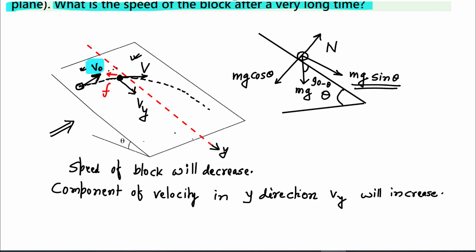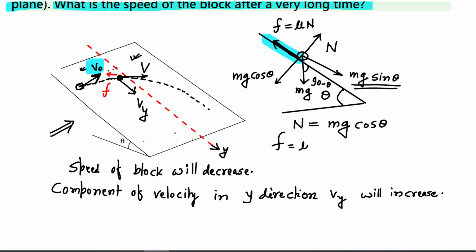Let us try to see this. In this case, there will be a friction force, that is F. On this block there will be a friction force acting in this direction, and the magnitude is F. And F will be what? The friction force will be mu times the normal reaction. Now in this figure, the normal reaction is nothing but mg cos theta.